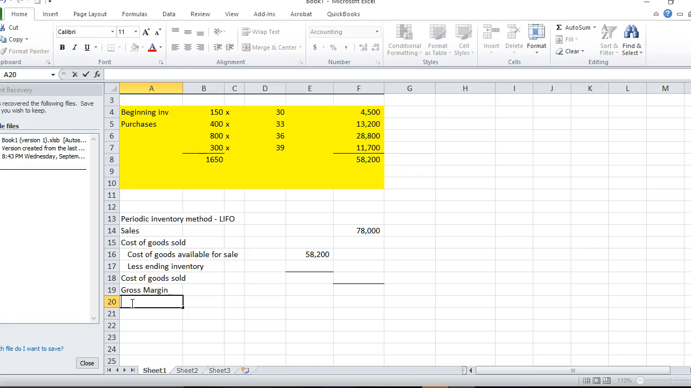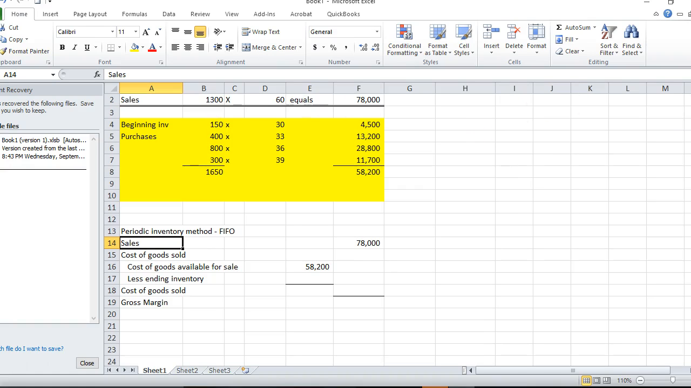Wait, I was supposed to do FIFO next, and I'm doing Lifo. Okay, let me do FIFO, okay? FIFO means the first products we bought are the first products that go out. Okay? So if you think about it, we sold 1,300 units, didn't we? FIFO means the first ones in are the first ones out. The first ones that we have in here are the first ones we sell.